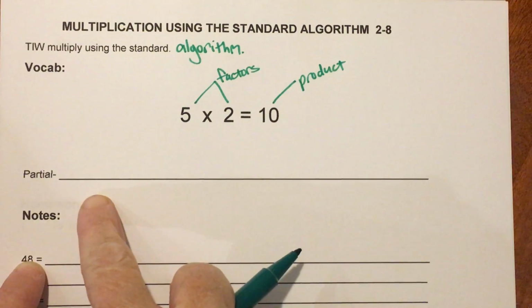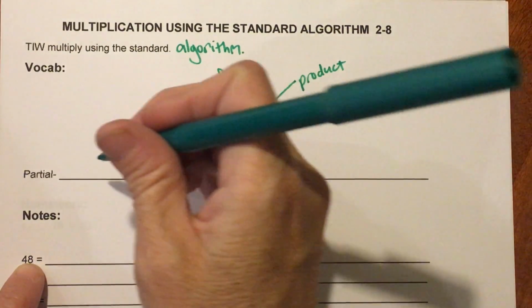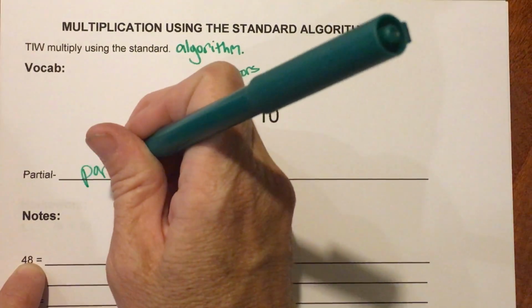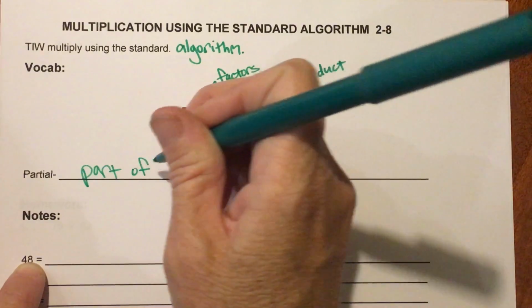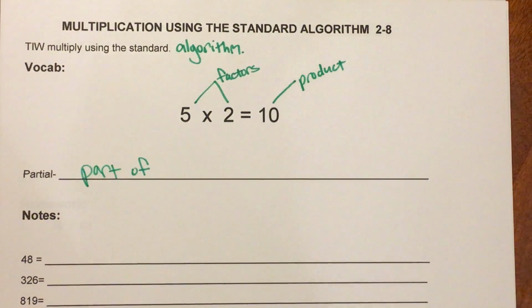And then we still have that same vocab word, partial. So partial just means part of. Now in the other two methods, you had a lot of partial products. You had sometimes 4 or 6 to add. You're going to see in this method, you're going to have about 2 partial products.